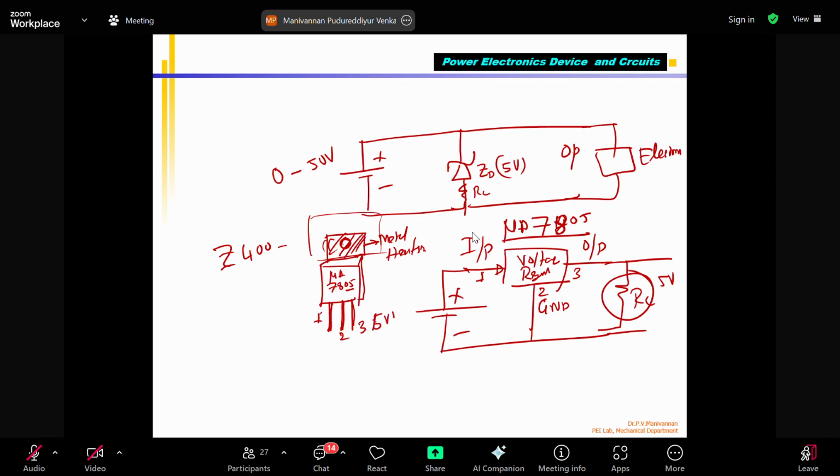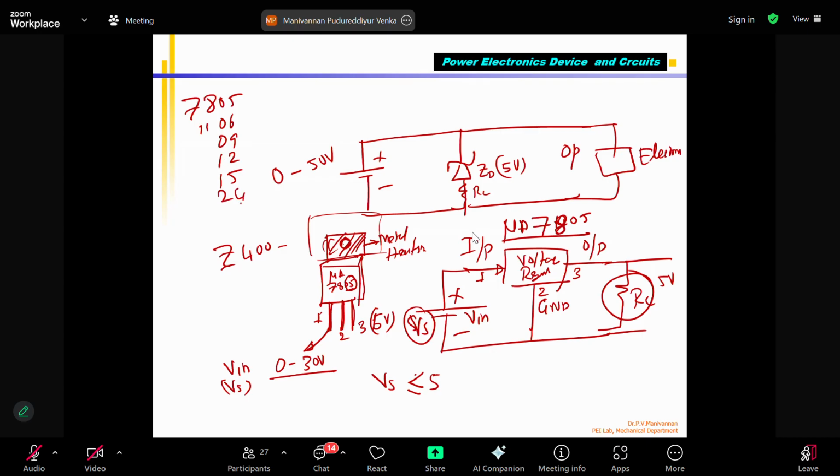which gives 5 volts. Here, I can apply 0 to 30 volts at the input, that is called Vin, or the supply voltage, V supply. When V supply is less than or equal to 5 volts, because this number says what the regulation voltage is. You have 7805, 7806, 7809, 7812, 7815, 7824.